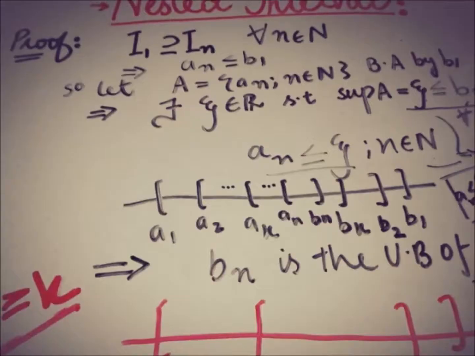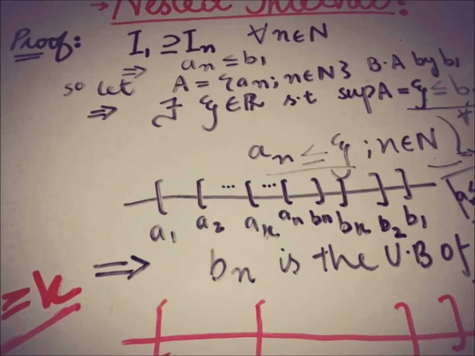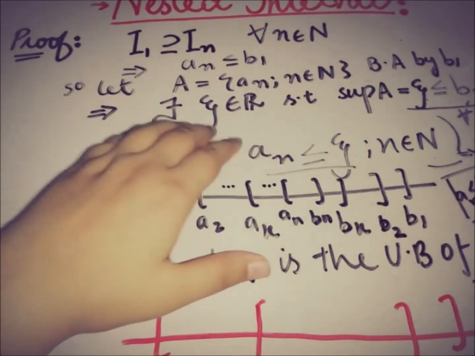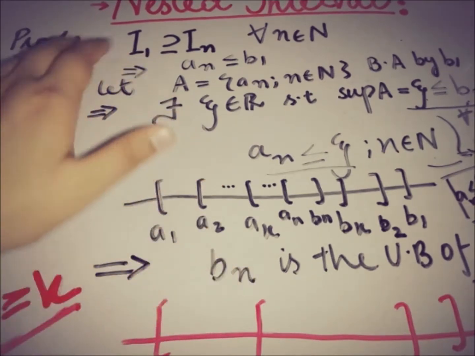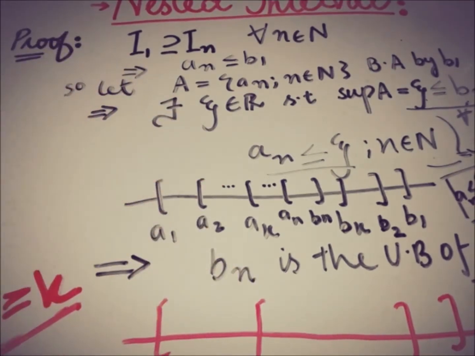So we have proved that if we have a sequence of closed nested bounded intervals, and we're looking for a real element that is present in every possible interval, then we can find it. So the claim in the nested interval property was true. So this is for now.